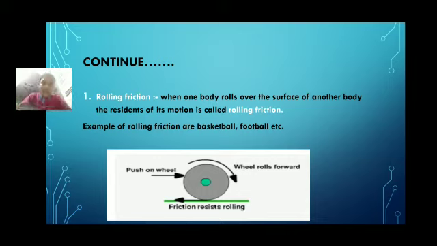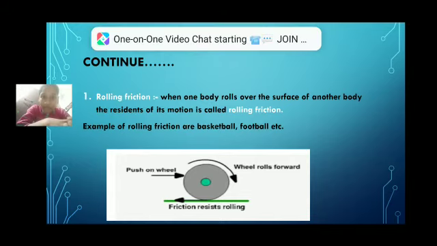This is also an example of rolling friction, because the ball moves on the surface of the ground and performs rolling friction activity. Examples of rolling friction are a basketball, a football, car tires, bicycle tires and other vehicle tires. Mostly we can say that all round things show rolling friction.